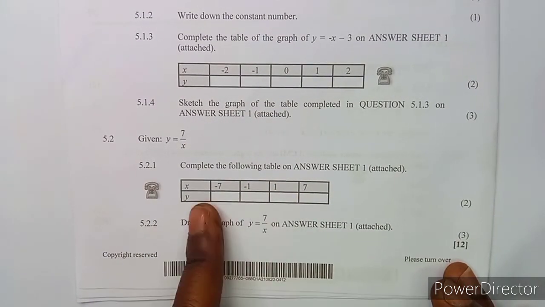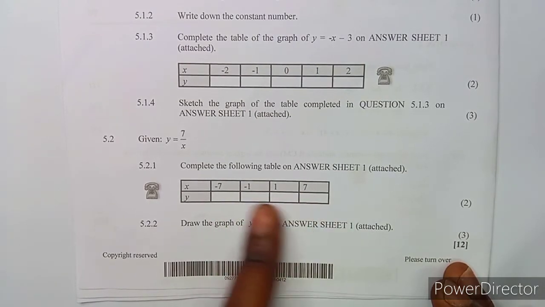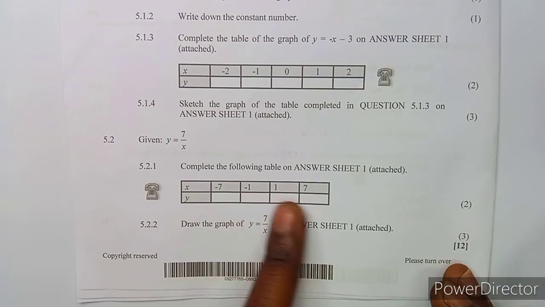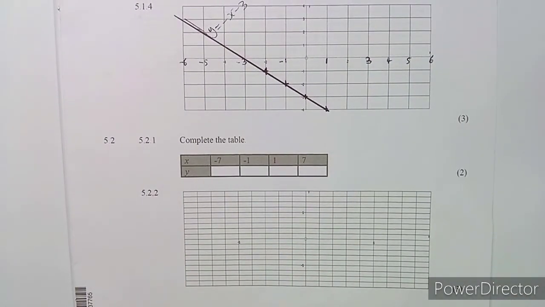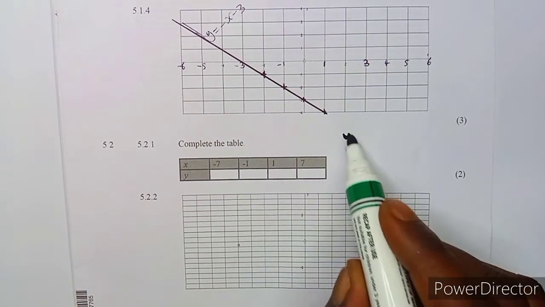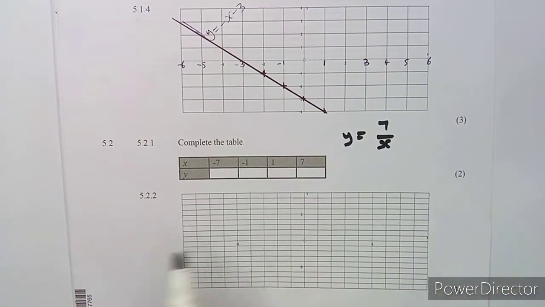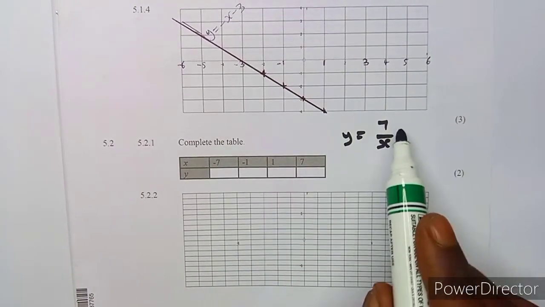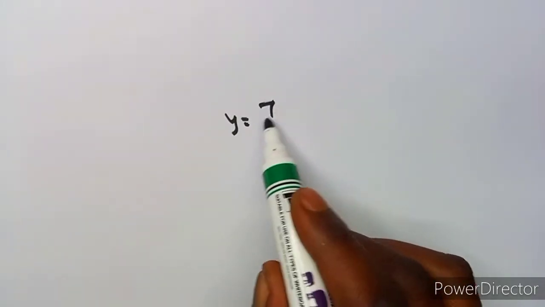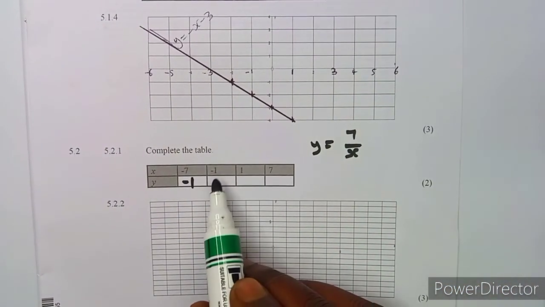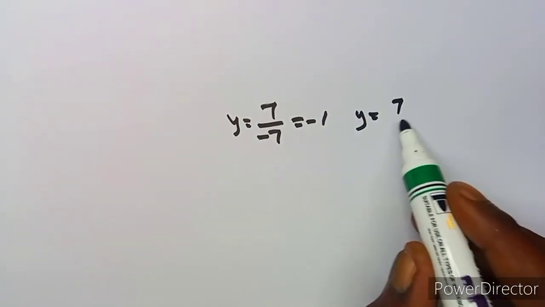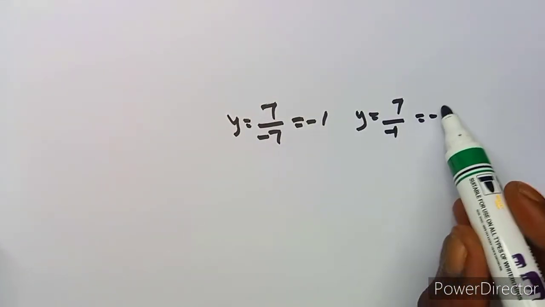So it's the same thing as what we did in the previous question. You've got the values here, so you're just going to substitute into x. Remember the equation, it's y is equal to 7 over x. So when x is minus 7, it's 7 divided by minus 7, so y is equal to 7 over minus 7. This is going to give you negative 1. When x is minus 1, y is going to be 7 divided by minus 1, so you're going to obtain minus 7.